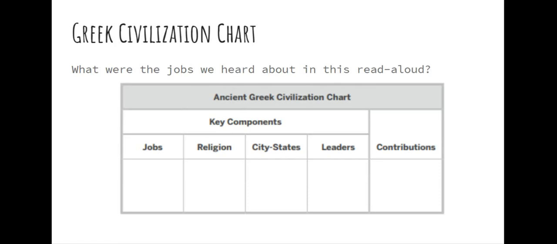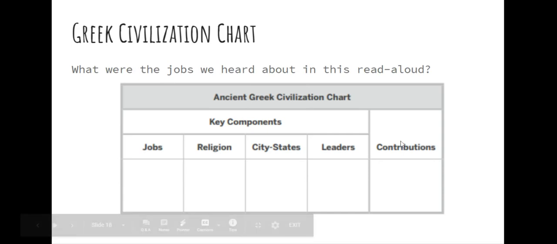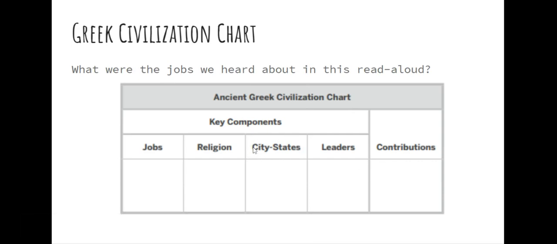We're also going to be, during this whole unit, going through this thing called the Greek civilization chart. So in this chart, we have some of our key components. We have the jobs of the ancient Greeks, the religion, city-states, leaders, and contributions. In today's read aloud, we didn't really hear any contributions. We didn't hear about any leaders. We kind of got information about city-states, but we didn't really hear about any. We didn't really hear about religion, but we heard about the different jobs.